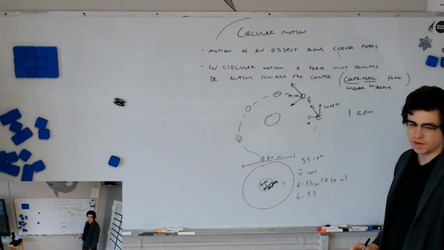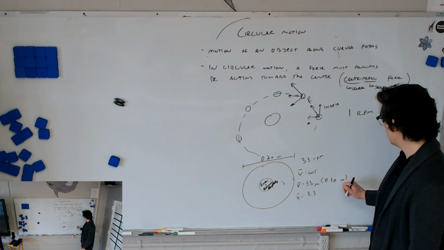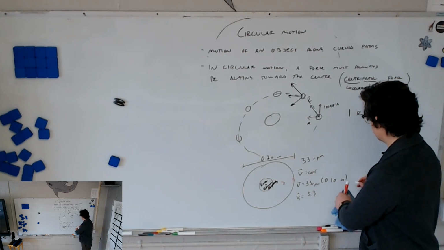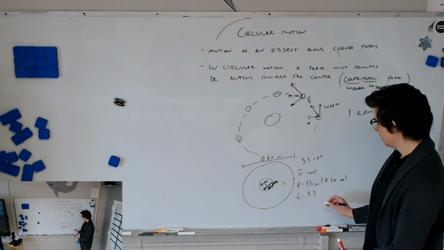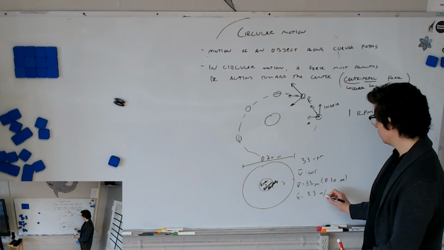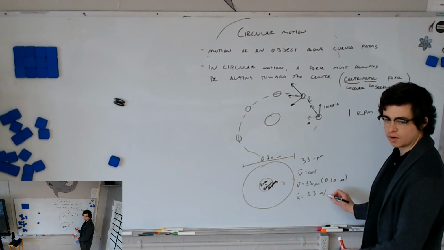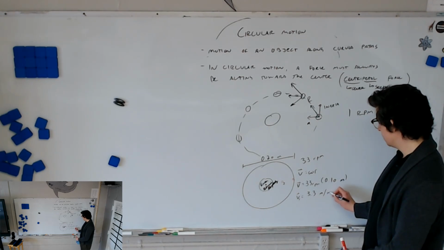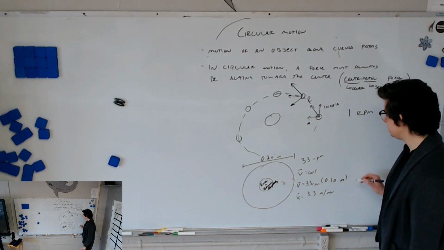What's my unit going to be? Meters per second. Try again. Meters per, not second, because I had RPM. What's the M in RPM stand for? Something per minute. Oh yeah. So this is going to be meters per minute. So this thing is going to be 3.3 meters per minute.